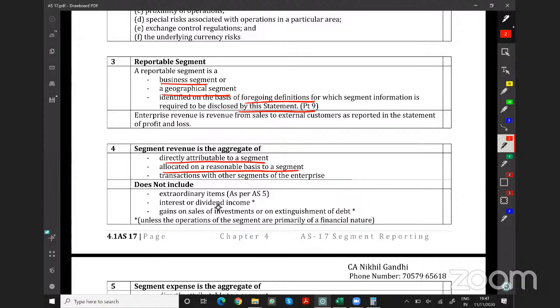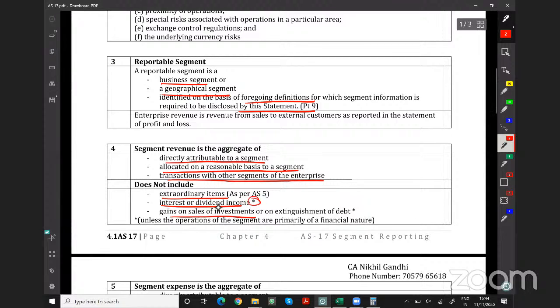And the third thing is Reliance Jio has given its telecom services to Reliance Retail as well as to Reliance Oil. Directly attributable to the segment, allocated on a reasonable basis, and transactions with the other segments of the enterprise, which is oil and retail. So these three things should be included in their revenue. The things which should not be included are extraordinary items, interest and dividend income, and gain or loss on sale of investment.